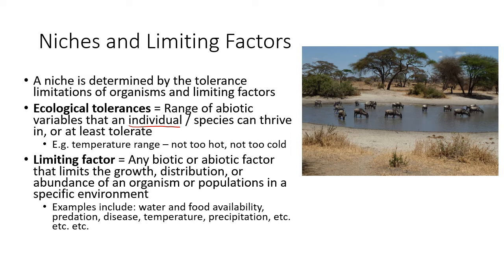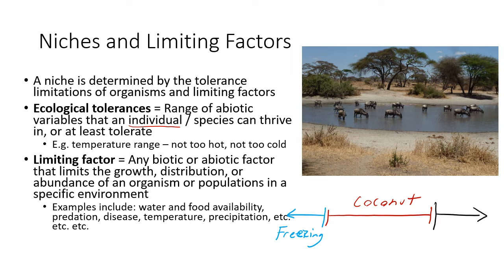Temperature is a really easy one. Let's think about a coconut. A coconut can survive in a certain temperature range, okay? But it cannot survive freezing temperatures. Sorry, almost spelled that wrong. That one would have been embarrassing. It can't survive freezing temperatures. It also can't survive temperatures that would get just way too hot. Let's say like 110 degrees Fahrenheit plus. Okay, it would die in that range.